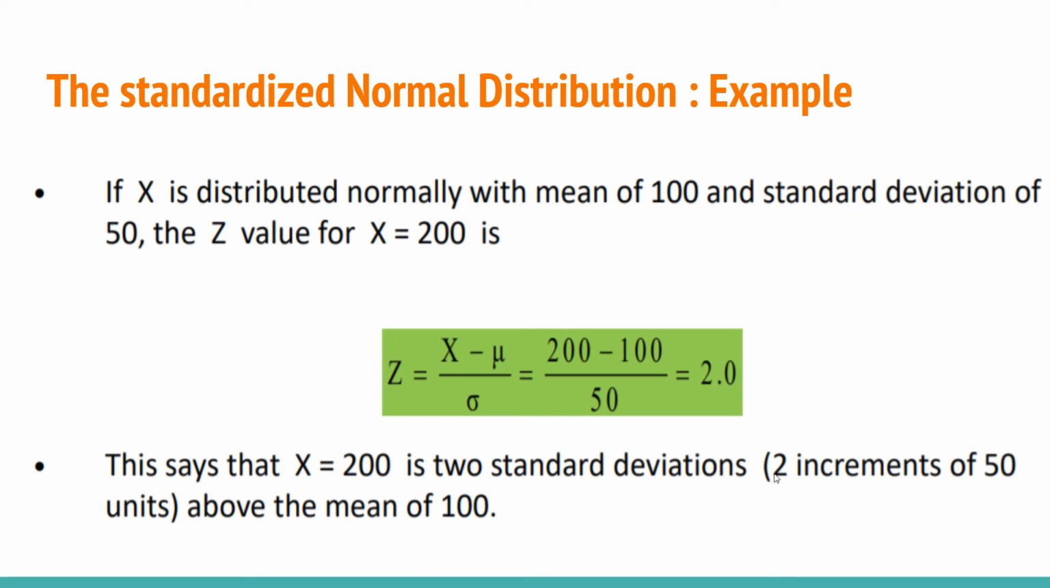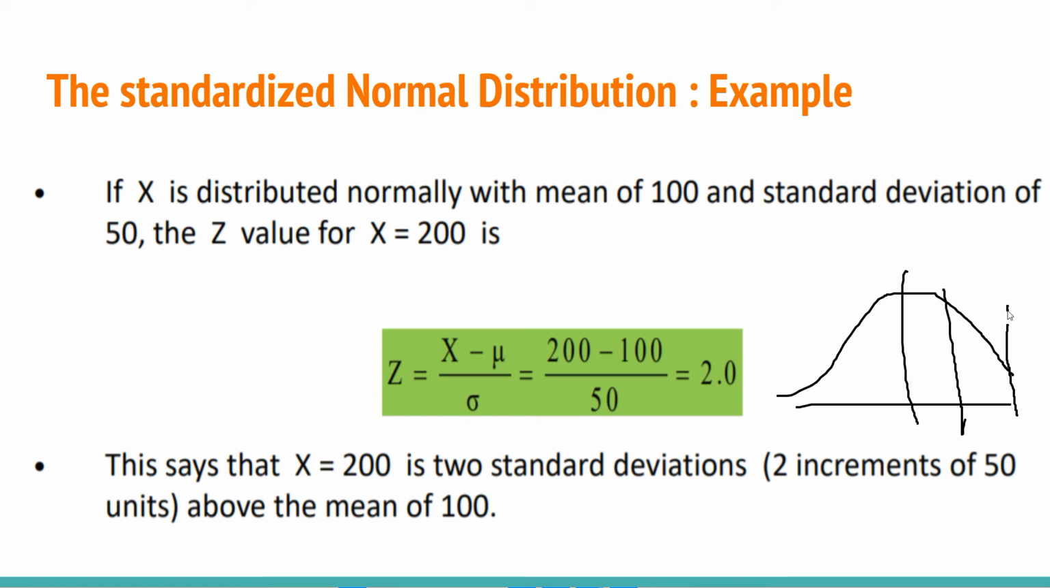When we take 2 standard deviations of 50, we know that in our normal curve this is 1 standard deviation and this is 2 standard deviations. So they are saying that 200, which is lying here, is 2 standard deviations away from the mean. The mean is 100 and this is 200, so it is 2 standard deviations. This is 150 and this is 200, 2 standard deviations away. Please keep this in mind.